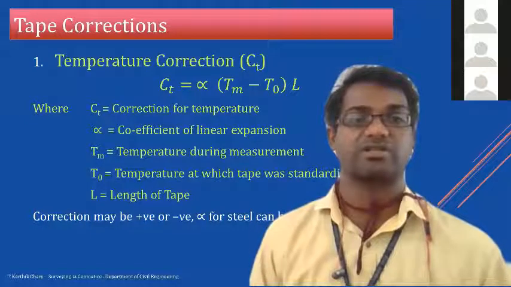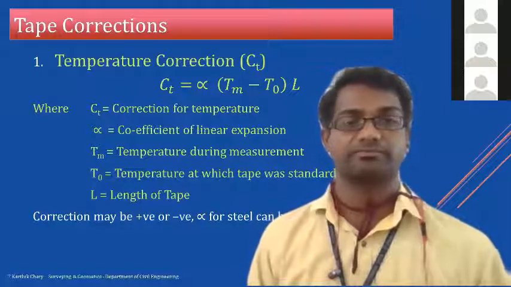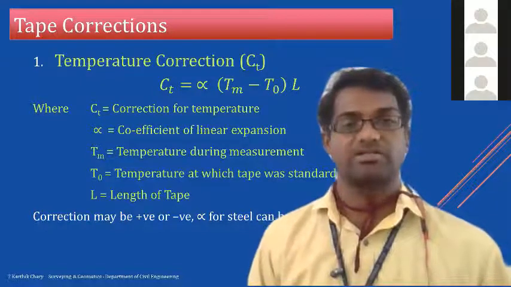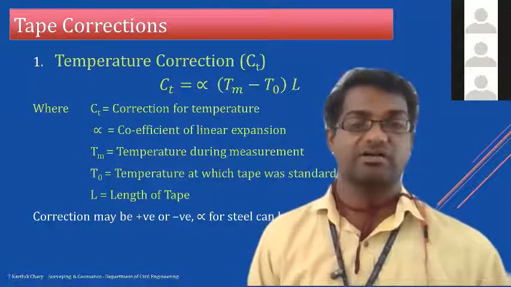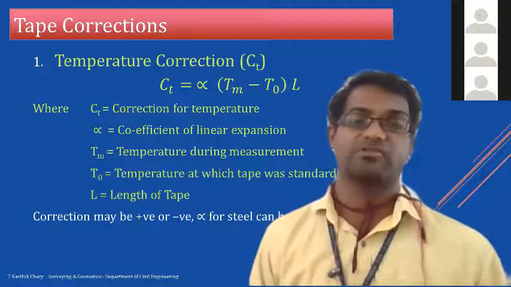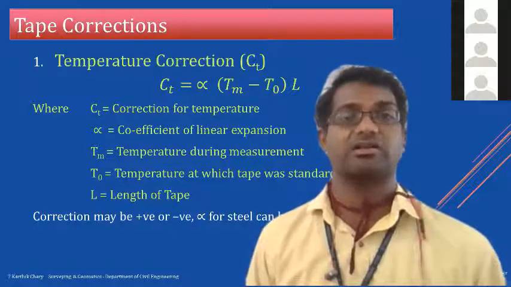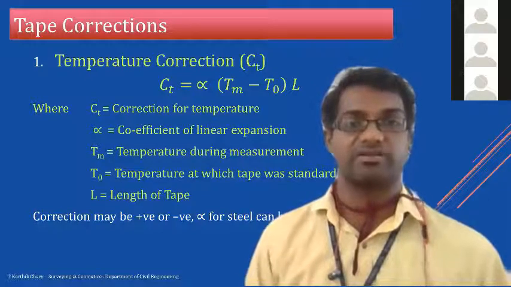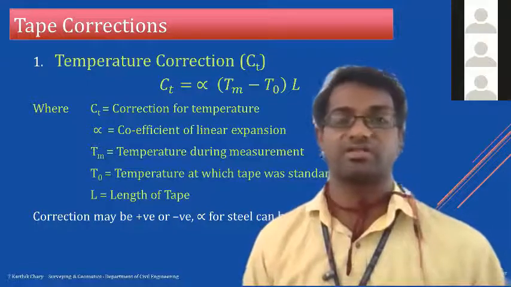I've used the same expression here. The temperature correction is given by C suffix T, which is given by L times alpha into change in temperature, so Tm minus T naught. Tm is the temperature at which the measurement is taken, and T naught is the standard temperature at which the tape was manufactured. For example, 25 degrees Celsius is the standard temperature, and if you use that tape at 35 degrees Celsius, then there is a temperature difference. So if you know L, the length you have calculated, you can calculate the temperature correction.